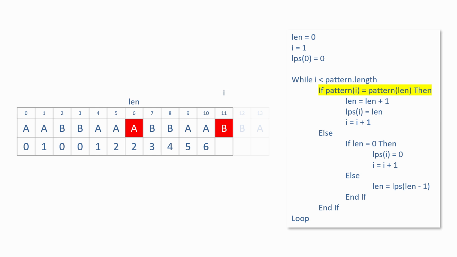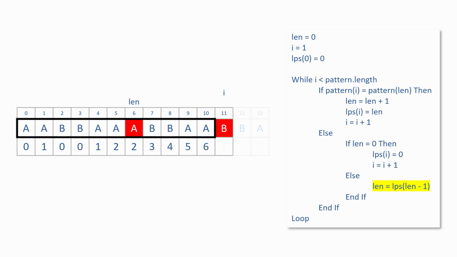After a long run of successful comparisons, we have a pair of characters that are not the same, requiring that we move Len backwards to a previous position, a position given by the LPS value of Len minus 1. Let's take a closer look at why this is what we need to do.